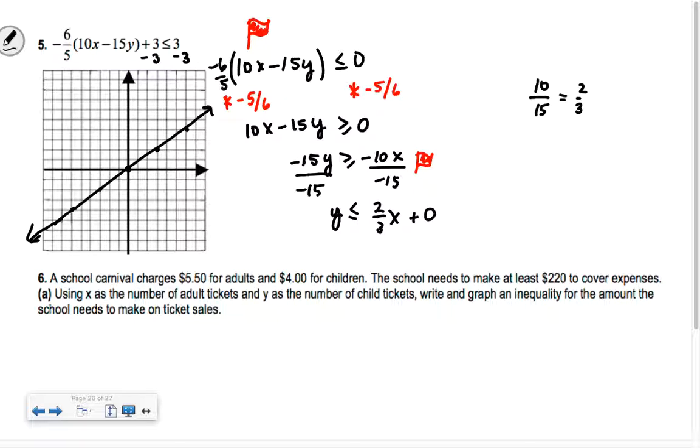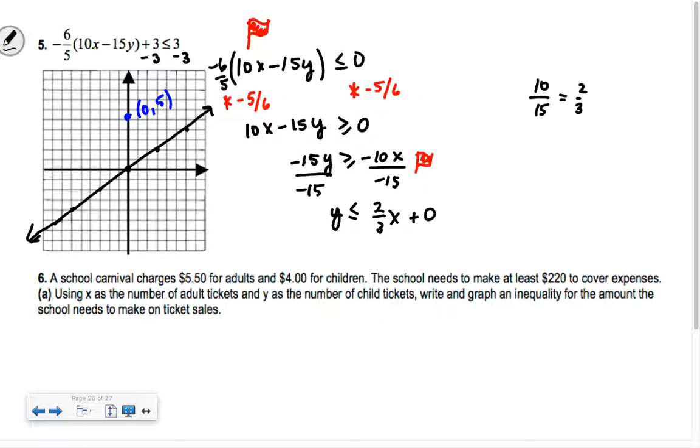So since this one goes through 0, 0, it is very tricky because now we can't plug in 0, 0. 0, 0 would work because it is less than or equal to, right? But we want to pick a point other than 0, 0. Well, 1, 1, it's still kind of hard to tell if it's on that point, right? So I would go up here somewhere. I'd say, okay, well, what if I try like 0, 5? So you can try a number that's way up there.